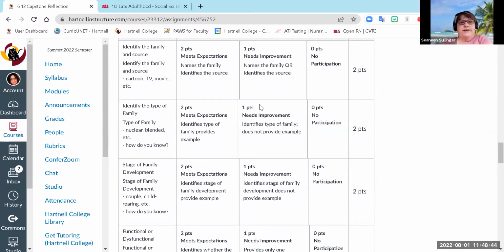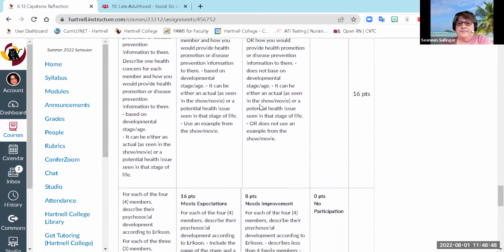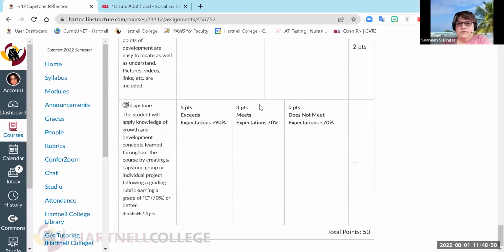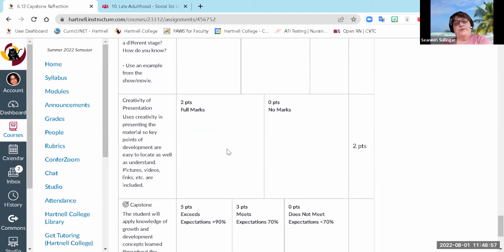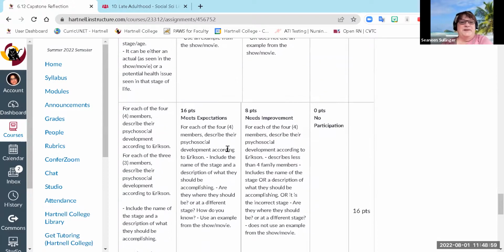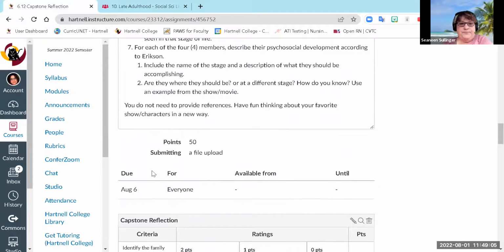And you do have a rubric, and it is worth 50 points, and that tells you where your points are. And so notice there's only 2 points for the creativity. The major part is here. So make sure that you read through the rubric in putting your presentation together.